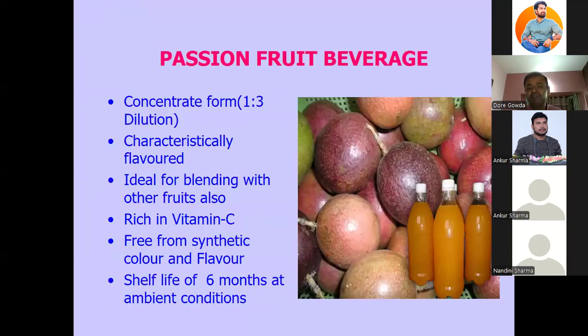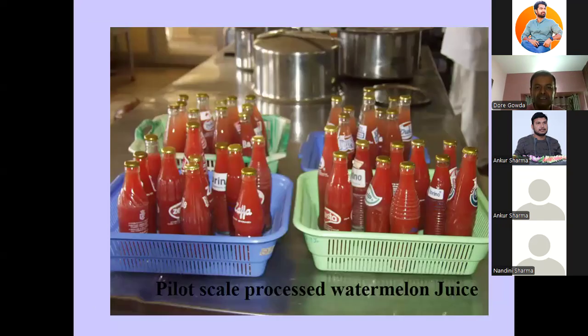I was mentioning about passion fruit. This is a concentrate form of juice, because passion fruit has a very characteristic flavor. So it is ideal for even blending with other fruits rich in vitamin C. Our products developed at IIHR, Indian Institute of Horticultural Research, are free from synthetic color and flavor. So we will have a shelf life of minimum 6 months at room temperature itself, and up to 9 to 12 months at refrigerated.